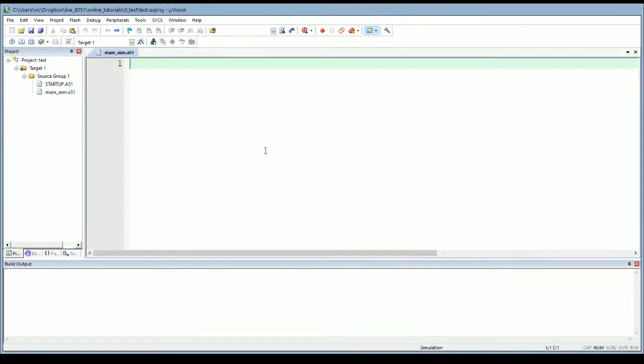Our code is written. Now let's write. I suggest to start with ORG. Our hex code is written with ORG 00h, which indicates that we are writing our code from the 0th location of the code memory.